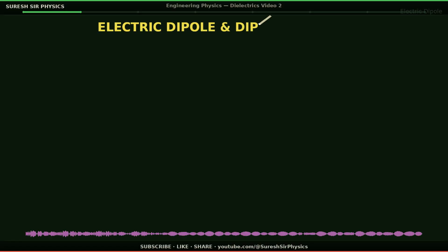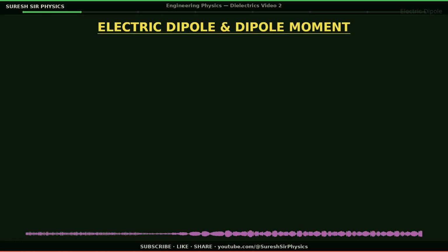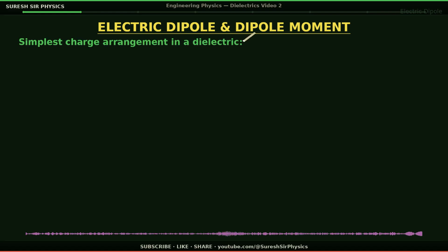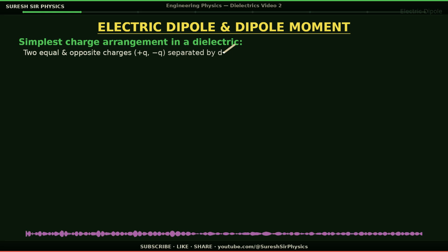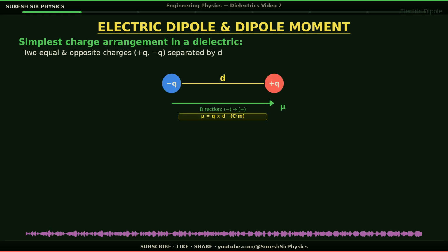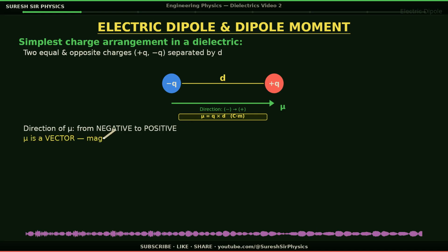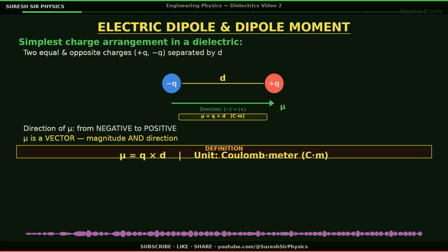First one, electric dipole. An electric dipole is the simplest possible charge arrangement that creates an electric field in a dielectric. It consists of two equal and opposite charges plus q and minus q separated by a small distance d. Next, dipole moment. The dipole moment is a vector that characterizes the strength and direction of the dipole. It is defined as mu equals q times d. Units are coulomb meter. The direction of mu is from the negative charge to the positive charge.